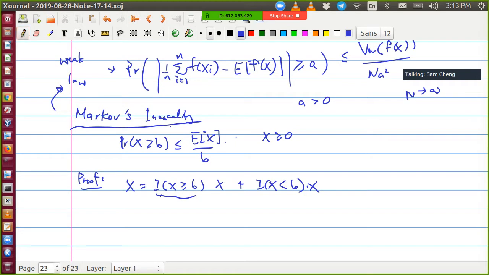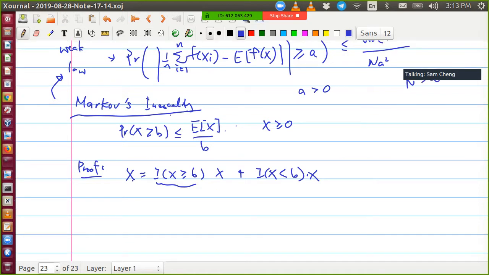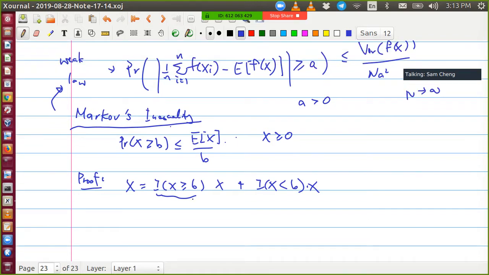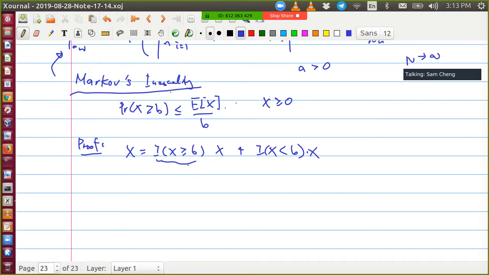This is an indicator function saying that if the argument here is satisfied, then it is equal to 1, otherwise it will be 0, right? So this statement didn't say anything, it just splits x into two cases, bigger than b and less than b, and of course this will be identical. Because if x is bigger than or equal to b, then this will be 1, this will be 0, and x is equal to 1 times x plus 0 times x, right? And otherwise, this will be 0, this will be 1.